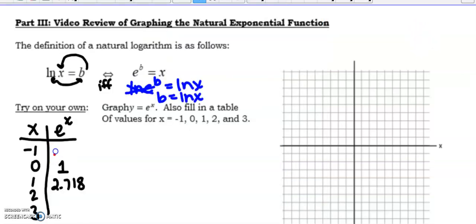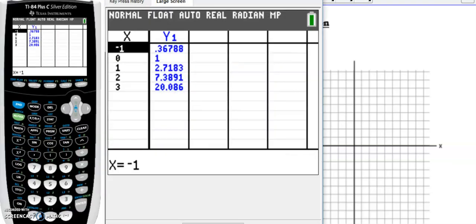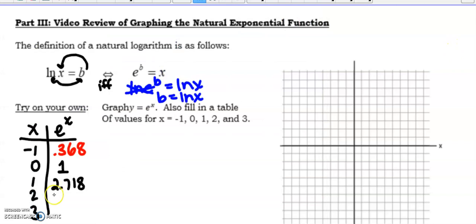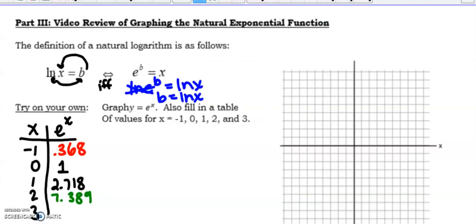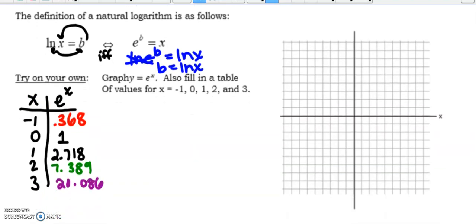0.368, 7.389, and finally 20.086. Gets really big really fast because exponential growth is a thing.